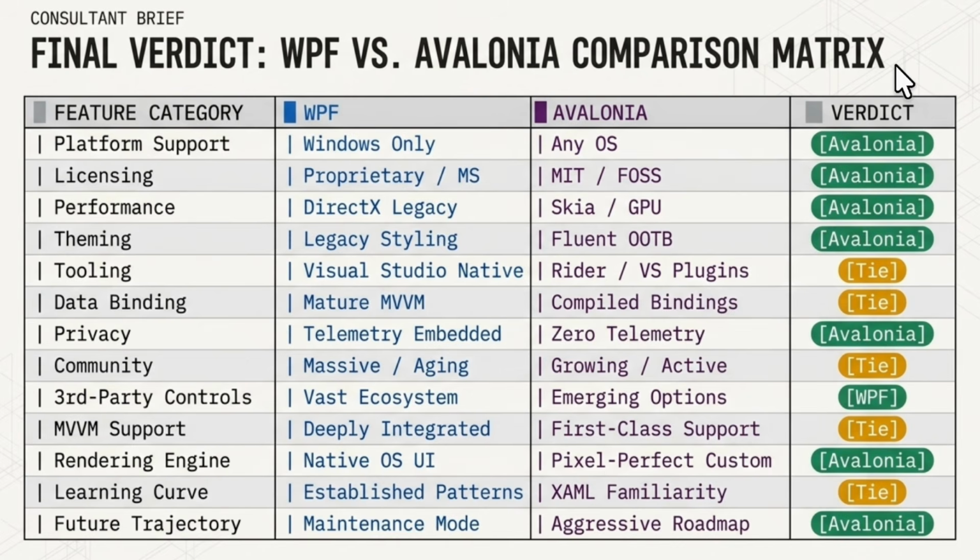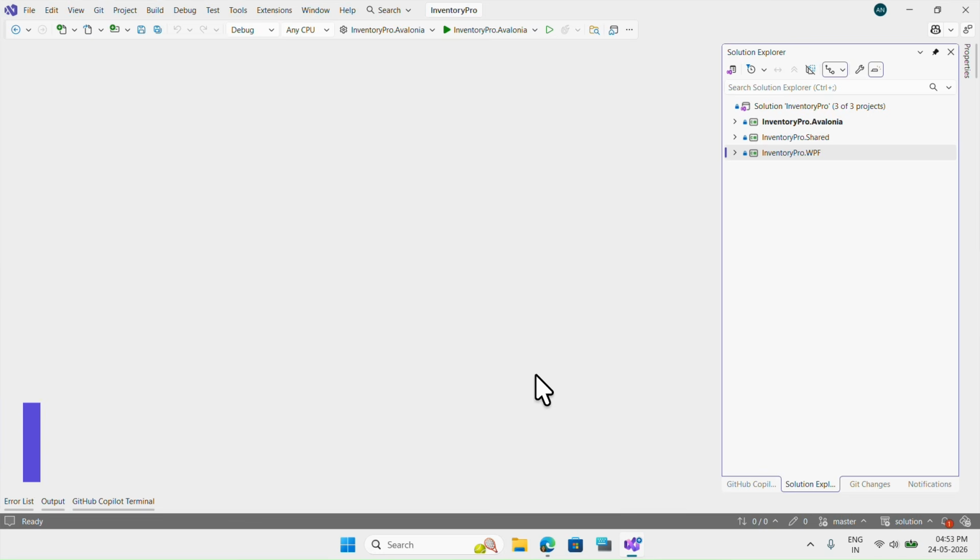So here's the 30-second comparison before we get into the code. WPF is Windows only, ships with .NET, has a mature ecosystem and a huge Stack Overflow presence. Avalonia is cross-platform, its packages come via NuGet, it uses modern reactive patterns, and is growing fast. Now let's open Visual Studio and see what this actually looks like in practice.